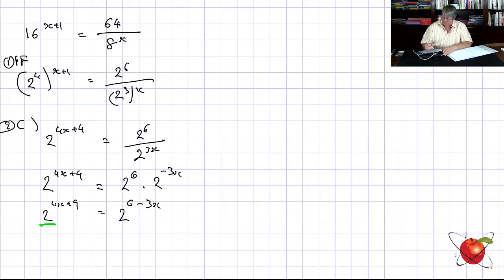I've got bases the same, which means drop the base. Because if it's equal and the bases are the same, you can drop it. So it's 4x plus 4 equals 6 minus 3x. Take it across, you get 7x is equal to 6 minus 4.